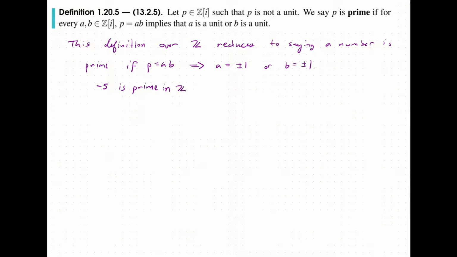in Z. Since we can go ahead and write negative 5 as a times b, then we know that one of those has to be 1 or negative 1. And so in this case, we could do negative 1 for a, and b is equal to 5, or vice versa, 1 and negative 5. But the key thing is that this definition does generalize the notion of prime that we are used to.